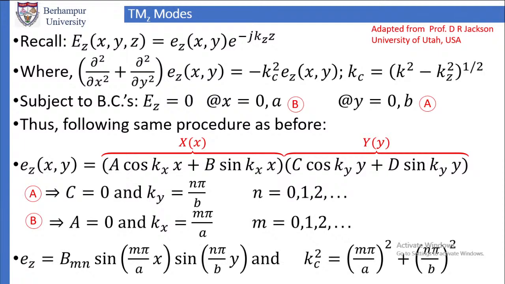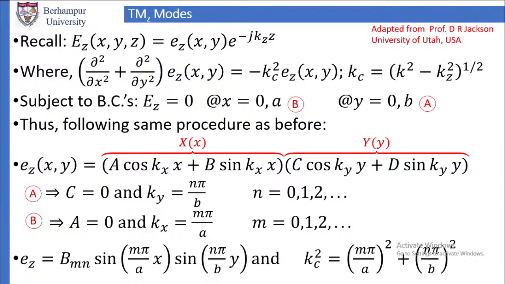Then from the boundary condition, when small x is equal to a, capital X is equal to 0. So b into sine kx a is equal to 0. B is not equal to 0, so sine kx a is equal to 0, or kx a is equal to m pi, so kx is equal to m pi by a, where m is equal to 0, 1, 2, 3, 4, etc.